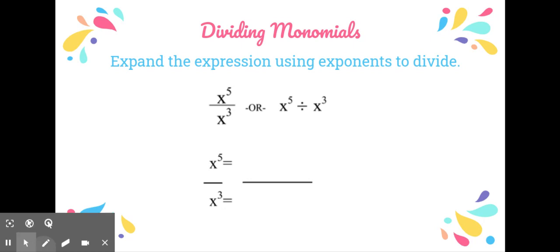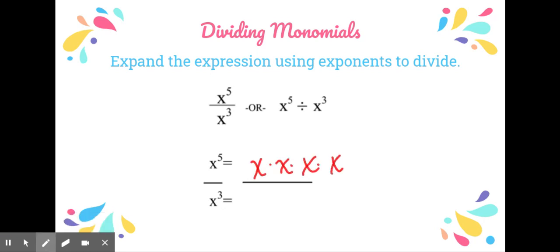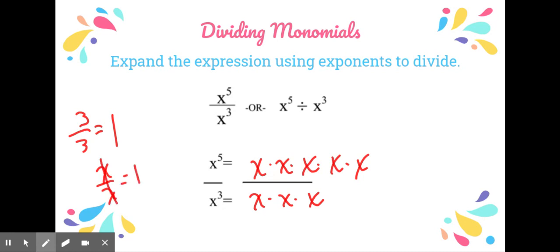Now, the best way to explain how these rules work is by using our expanded exponents. So I'm going to take x to the fifth, which just means x times x times x times x times x, over x to the third, which just means x times x times x. Now, back when you were little and you had 3 divided by 3, that became 1. Now, what if I had x divided by x? X divided by x is also 1. So anytime you have a common factor in a numerator and a denominator, you can cancel them out because they are a factor of 1. And that doesn't affect the problem, just makes it look smaller, but keeps it equal.